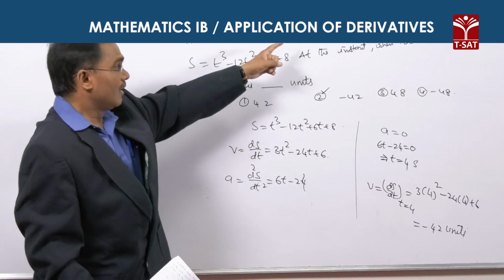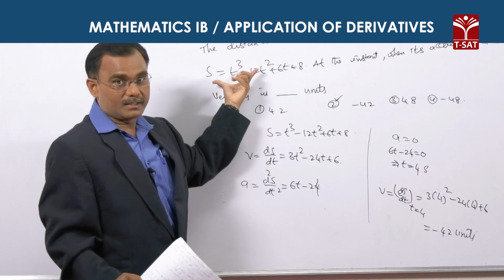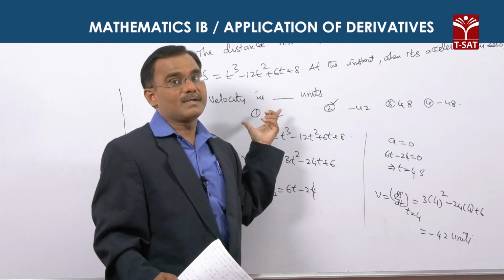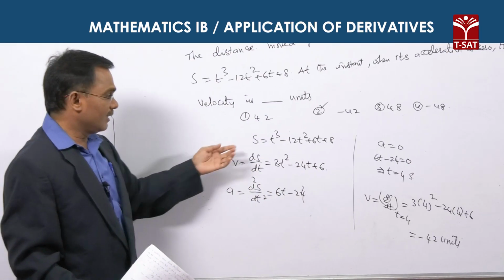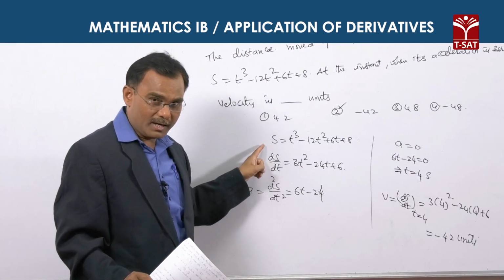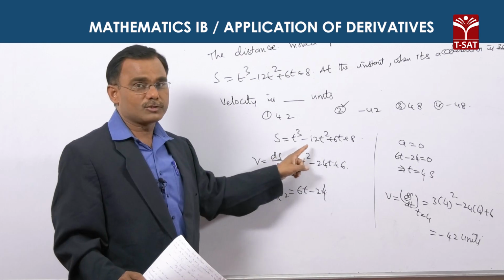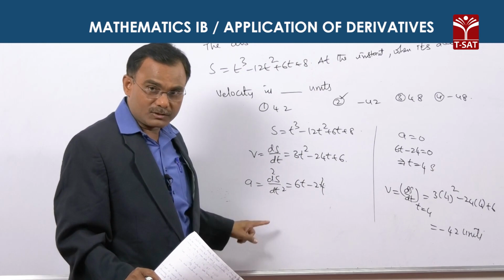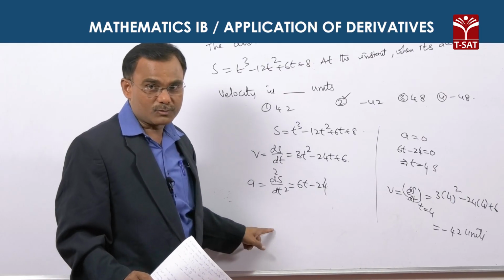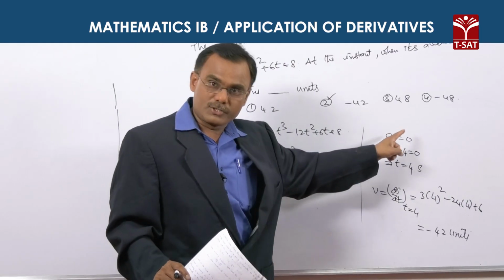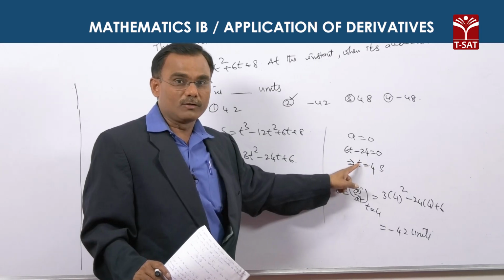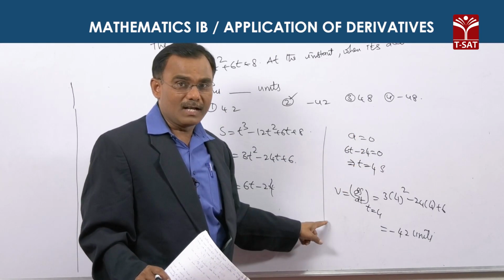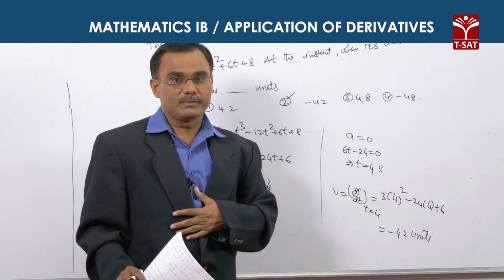What is given? The particle is moving with the distance function s given at time t. Acceleration is 0. Find the velocity is what is asked. At time t, the particle moves along the curve s is equal to t cube minus 12t square plus 6t plus 8. So velocity v is ds by dt, and acceleration a is equal to d square s by dt square. We are given acceleration is 0. If you simplify, you get t is equal to 4. At t is equal to 4, acceleration is 0, and velocity v is equal to minus 42 units.